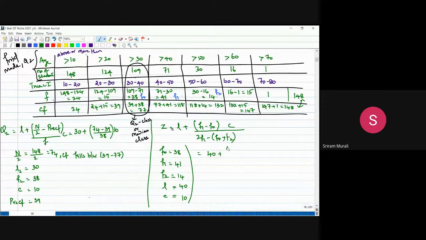It is 40 plus 41 minus 38 divided by 2 times of F1 minus F naught plus F2. So F naught plus F2 means it is 38 plus 40, into C. C is 10. So substitute this. I hope you would have understood how to substitute. Please don't make this mistake with 40 like this. If you have understood, I shall go to the next problem.